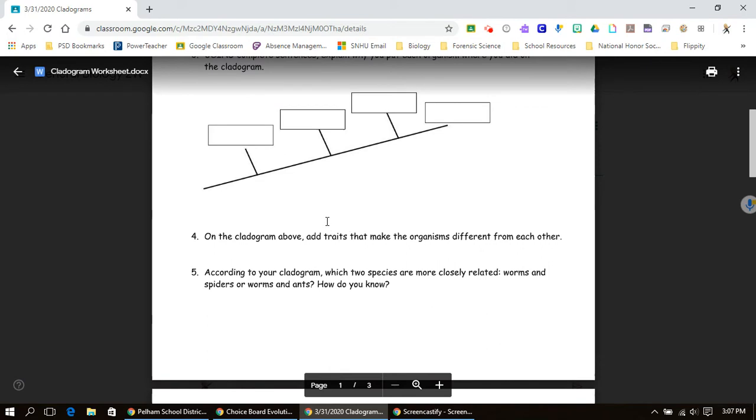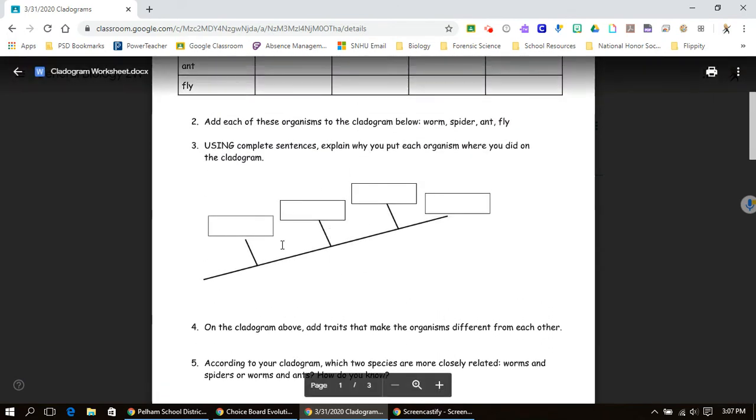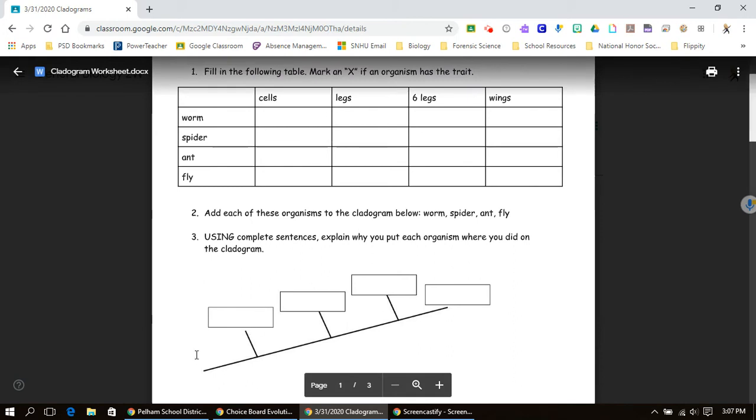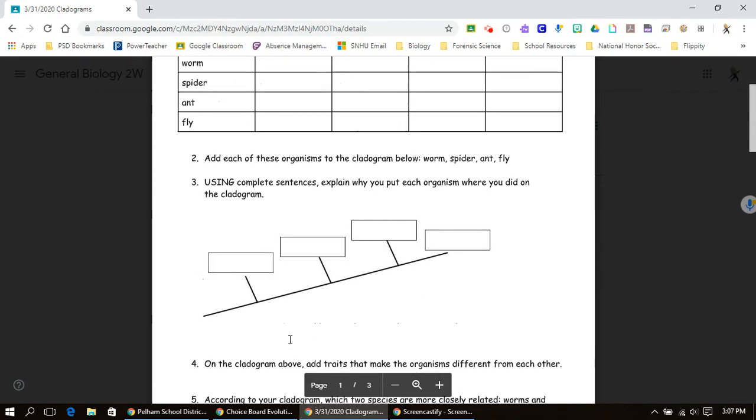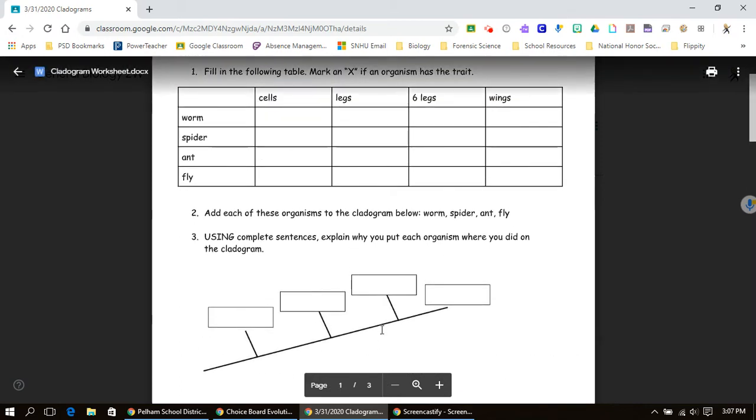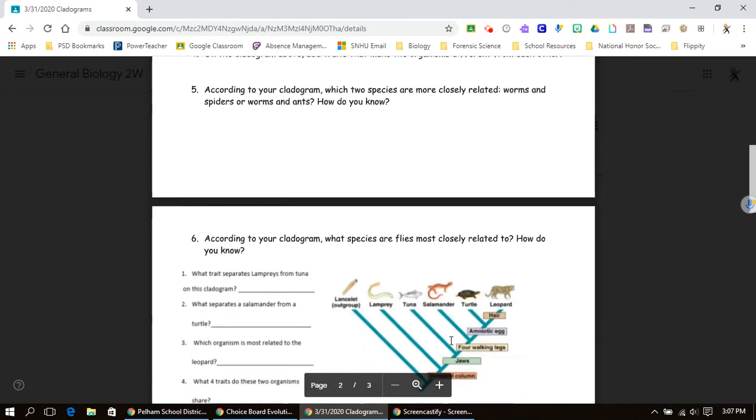The traits that make organisms different from each other. So that's what you would put, cells would be down here where this one is. But then legs would appear between worm and spider because that's where the trait was developed. And then 6 legs and then wings up here.